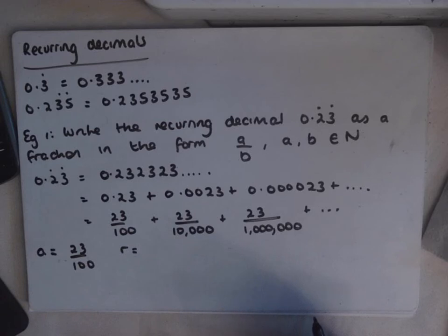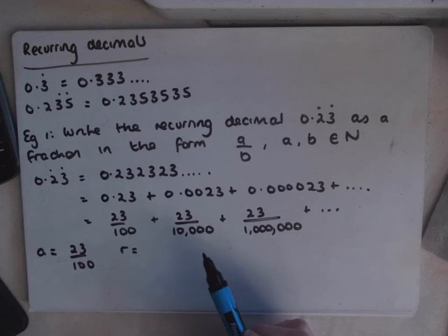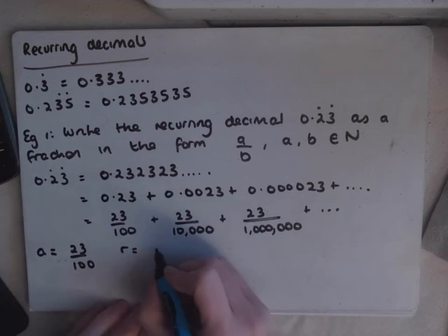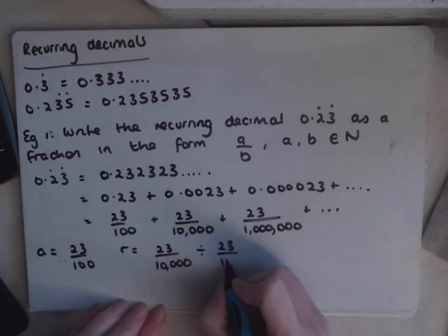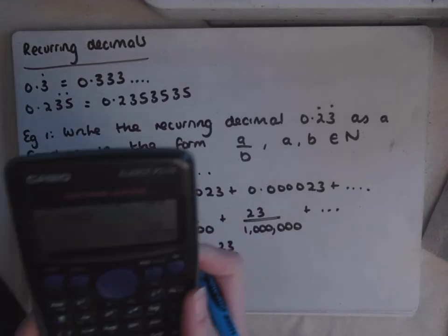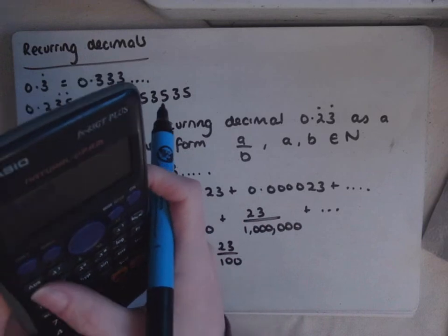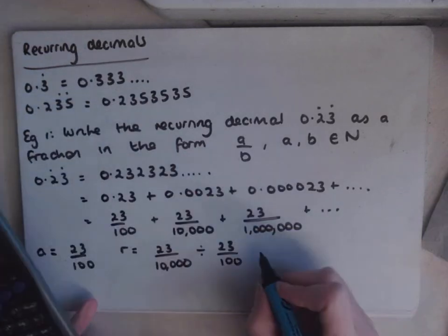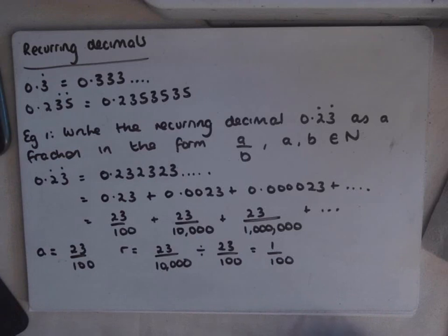And r is whatever you're multiplying by to get from the first term to the second term. I can see that I had to multiply by 1 over 100, but if you're not sure, all you're going to do is take the second term divided by the first term, and you can just throw that into your calculator. So the second term divided by 23 over 100, and you get 1 over 100. So that's what my r is.